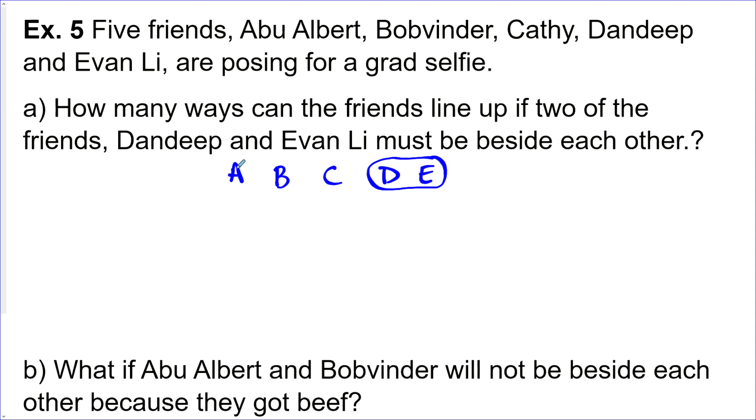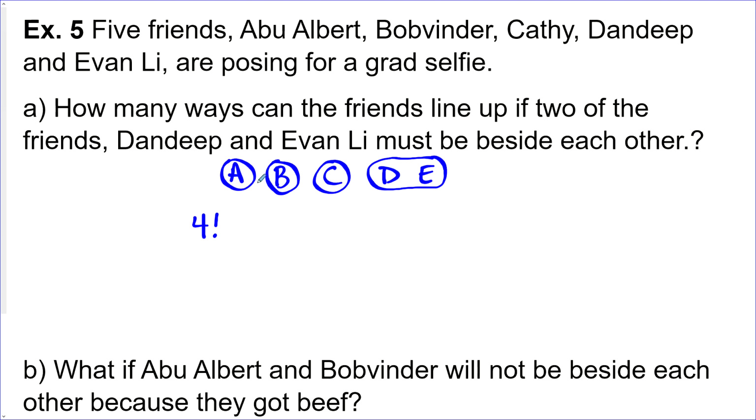Now, if you think of this, we've got 4 things that are moving around. We've got Abu Albert, we've got Bobvinder, and we've got Cathy. And we've got these 2 friends that are going to move around. They could be at the front of the line, or in between, or at the end. So really, we're just rearranging 4 items. So that would be 4 factorial. They're all different, so no dividing here.